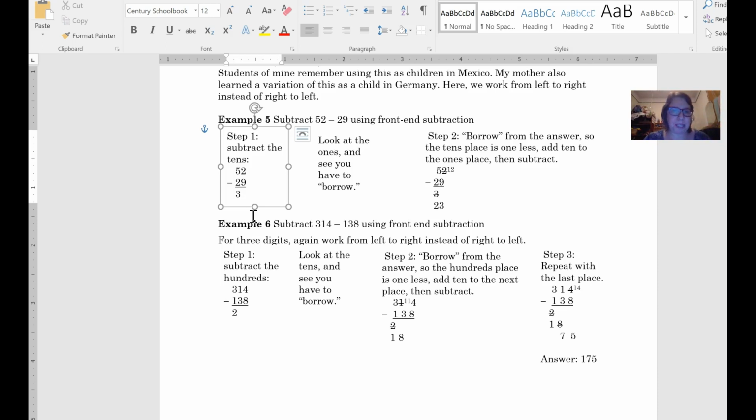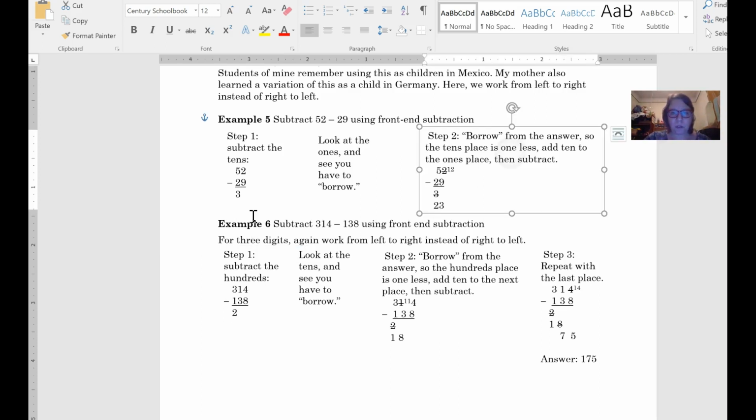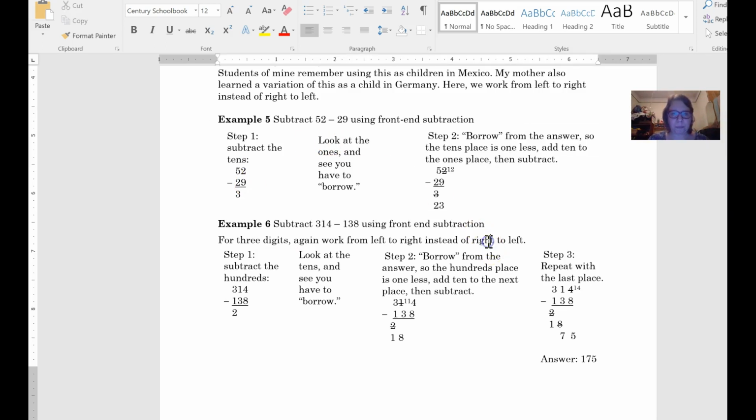See, I'm not used to it myself. And you subtract the first place you see. So over here with the hundreds, you would start with the hundreds place. 3 minus 1 is 2. Instead of starting with the ones place. And then when you look over here, you have to do 2 minus 9 and you want to borrow. So you borrow from the answer instead of borrowing from up here.